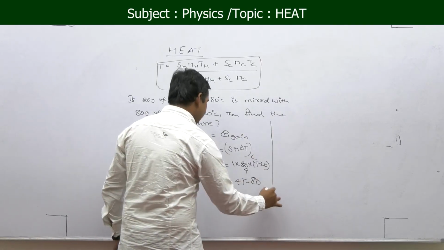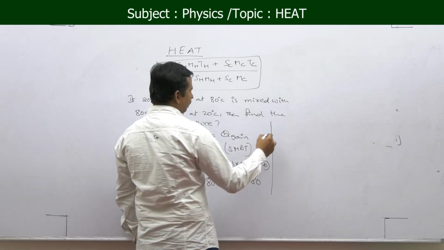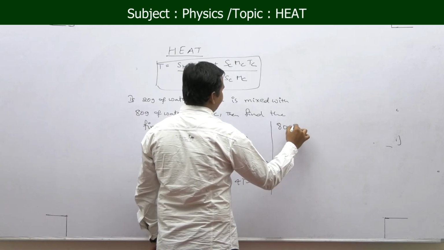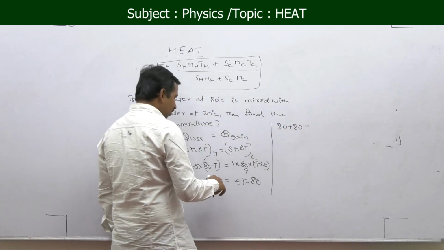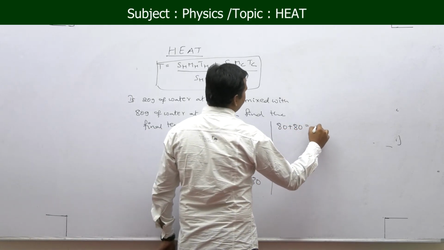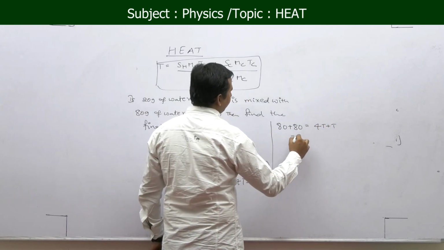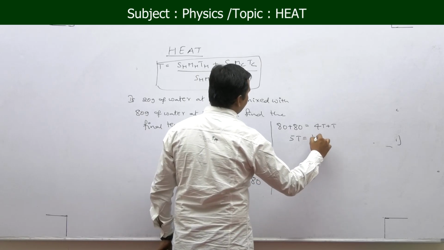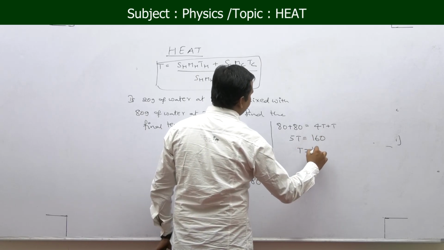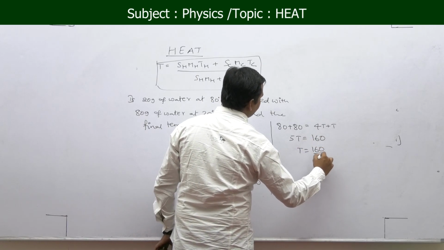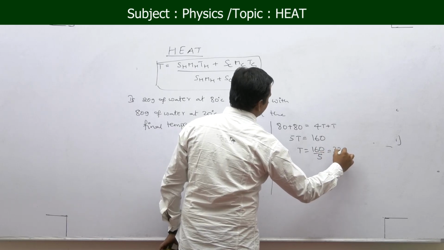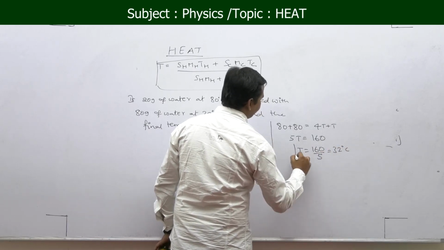Then 80 plus 80 is equal to 4T plus T, since minus T coming to that side becomes plus T. So 5T is equal to 80 plus 80, which is 160. Then T is equal to 160 by 5, which is 32 degrees Celsius.